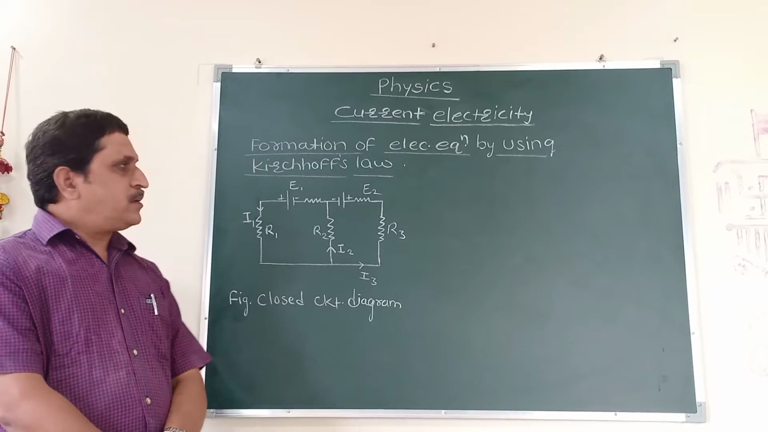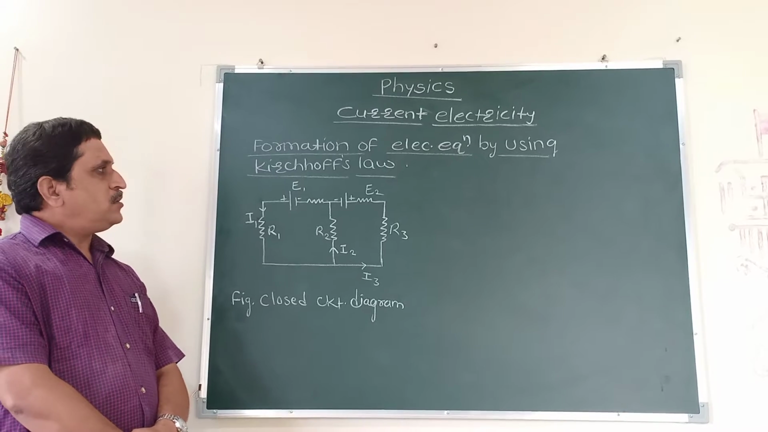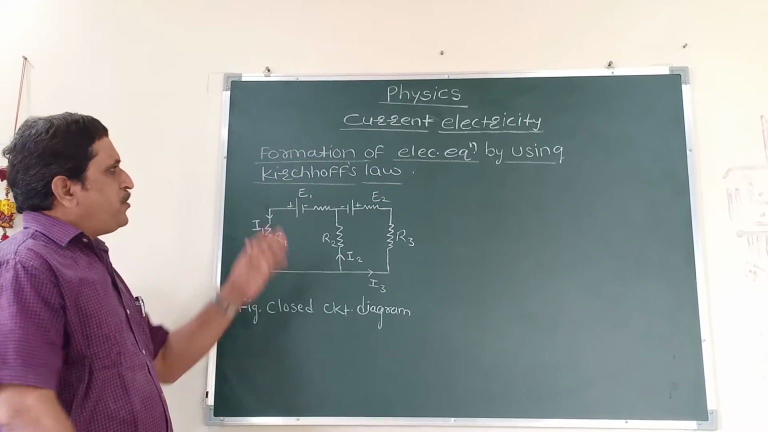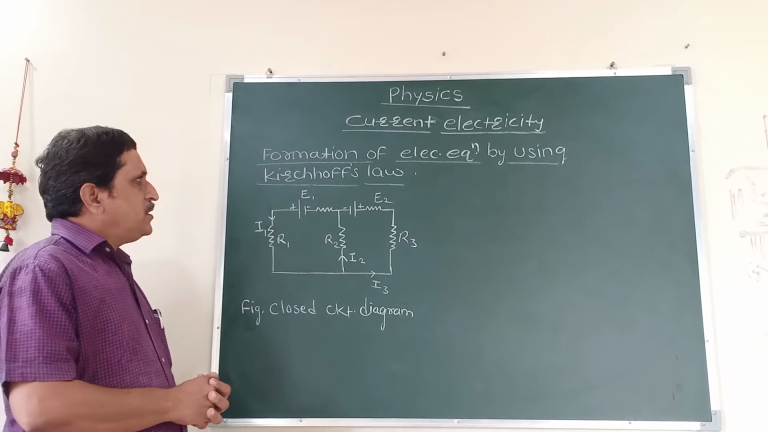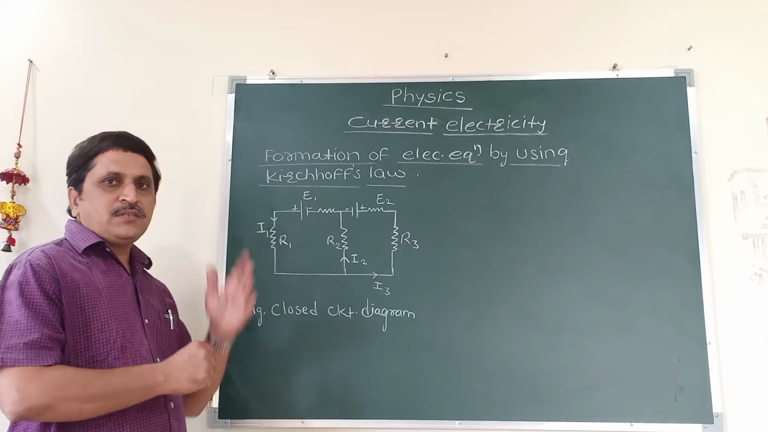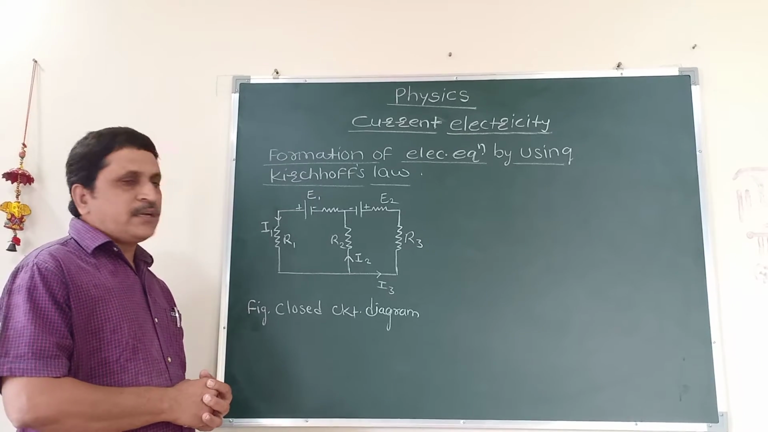In the previous lecture, we discussed Kirchhoff's first law, second law, and their sign conventions. Now, by using these sign conventions in any closed electric circuit, we can easily form electric equations. For what purpose can we use these electric equations?